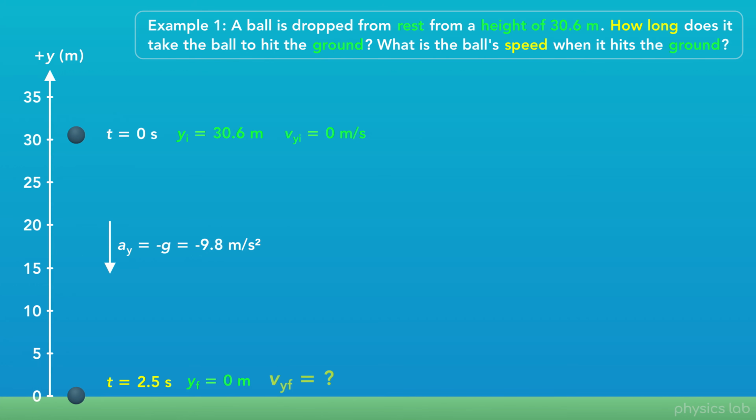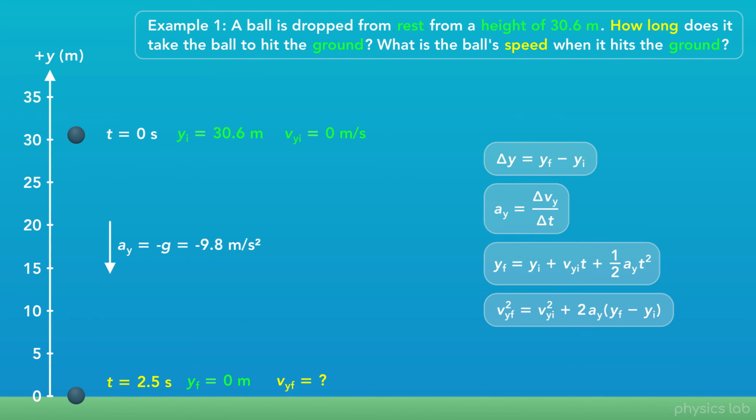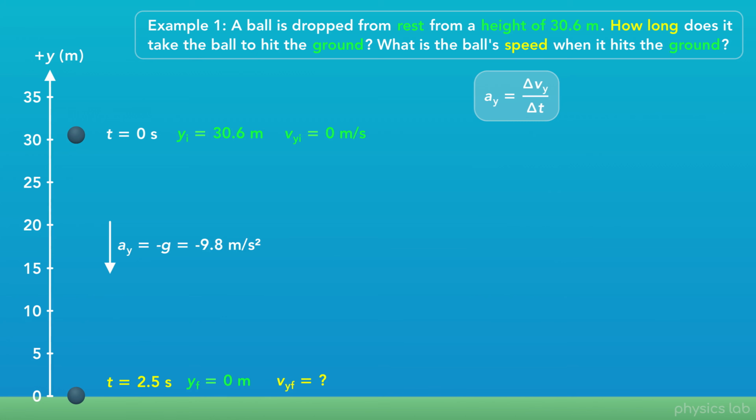Next, what is the ball's speed when it hits the ground? Which equation can we use for this part? Now we have a value for the time it hits the ground. So we could use this equation and plug in the time, or we could use this equation and plug in the final position. Let's use this one first. Remember, this equation can also be written like this, if we replace delta Vy with Vy final minus Vy initial, and we rearrange the equation. Also, this uses delta t, but that's the same as just t, since the initial time point is 0 seconds.